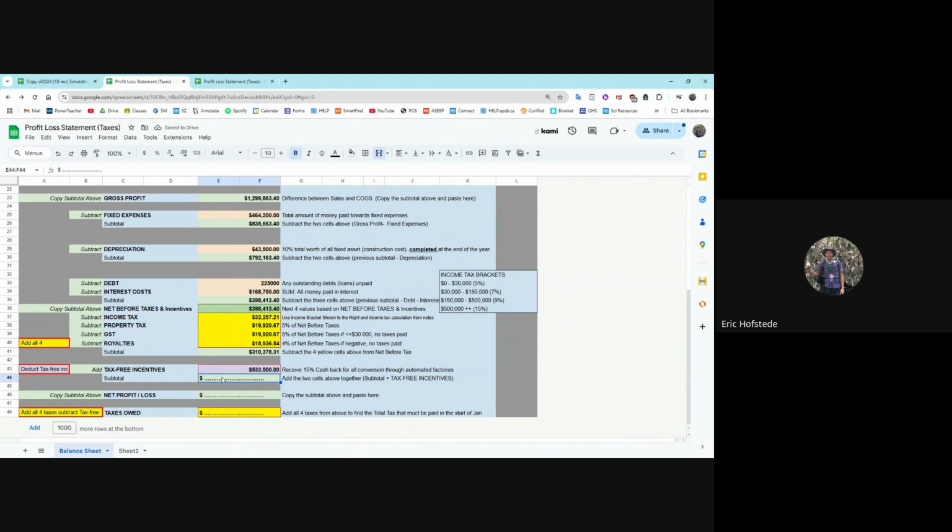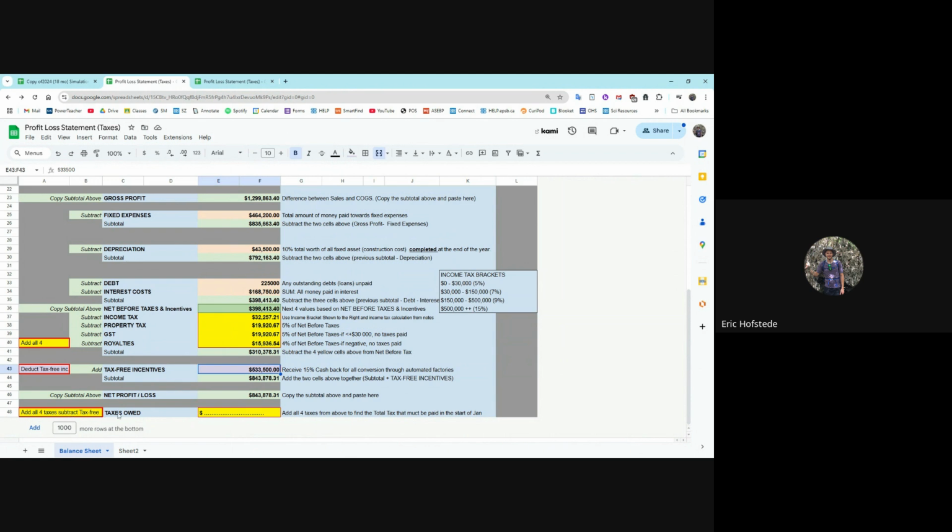And last subtotal, I need to add the 2 cells above that plus that. This is equal to 500K plus 300K, 843,000. Copy the subtotal above. So that's just this number is my net profit. In this example, I made 840,000 after all my taxes, adding together my tax incentives.